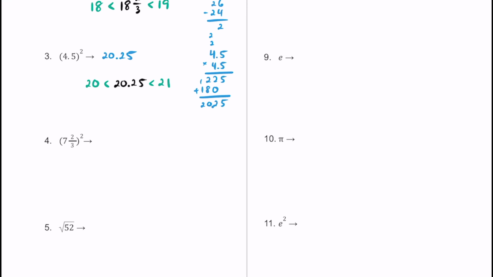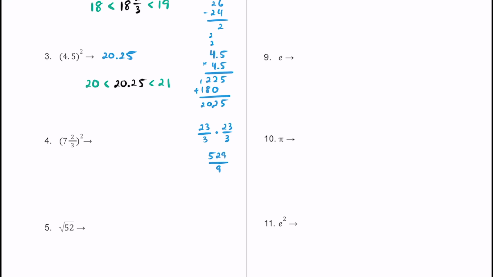For number 4, we have 7 2/3 squared. We need to make sure we write this as an improper fraction. So 7 times 3 is 21. 21 plus 2 is 23. So we really have 23/3, and we're squaring that, so we're multiplying it by another 23/3. Now 23 times 23 is 529, so we have 529 over, and 3 times 3 is 9. So we have 529/9.